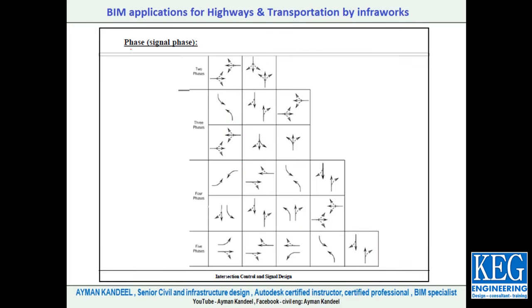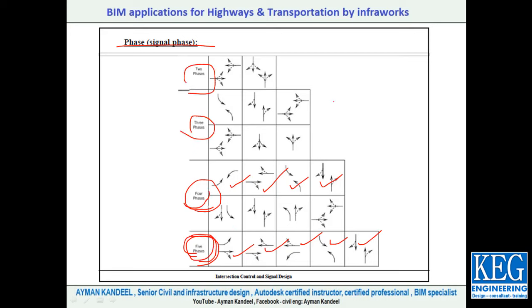Okay, what is the meaning of a single phase in the case of 4 phases? Okay, we have 4 phases. This is phase 1 or phase A, B, C, D. Phase A, B, C, D, E. This is for 5 phases. So we have 2, 3, 4, 5 phases. Here we need to understand only the main phases of each intersection. This is just an introduction to understand how we can deal with the demand and traffic control inside InfraWorks.